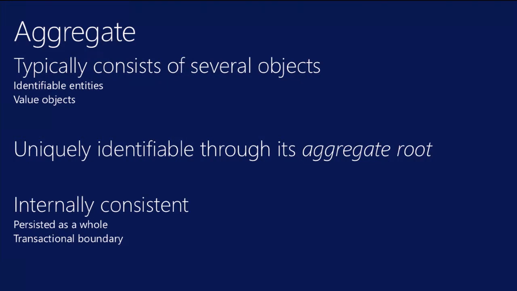And we say that when we have an aggregate, it needs to be internally consistent. So we persist it as a whole, we wrap it in a transactional boundary so that internally it's always consistent. And then when we look at other aggregates, we say that we have eventual consistency. So if we want to save two aggregates, we save one and it fails, and then we have to do something else to recover from that situation. But the one we managed to save, that one is consistent.